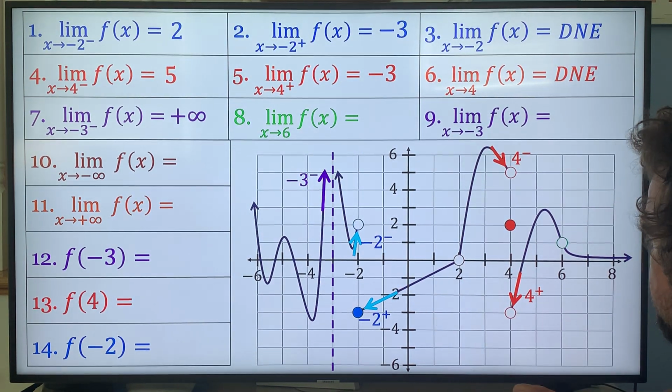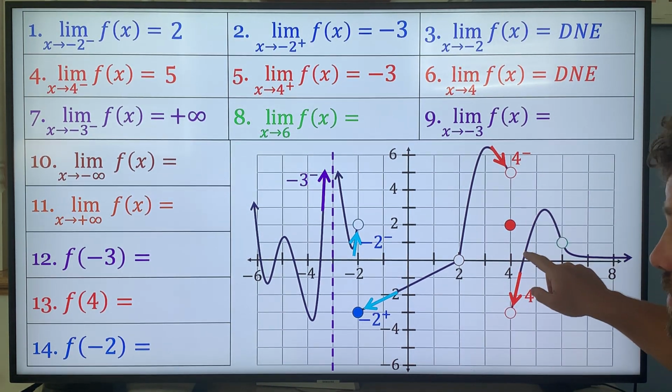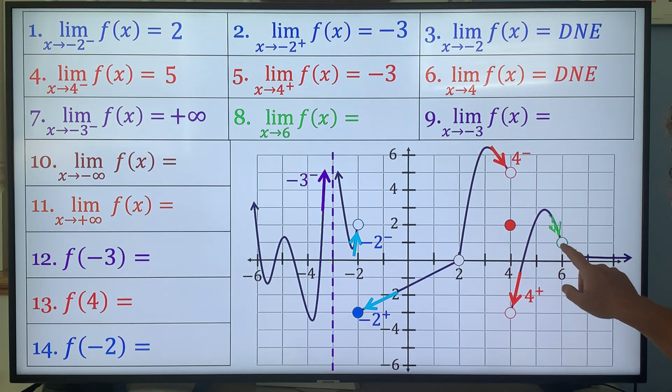Limit of x approaches 6, all right? So it's not from the negative or positive, it's from both sides. So from the negative side and the positive side, they both approach the same number, and that number is 1.